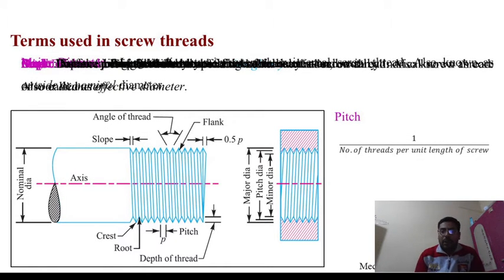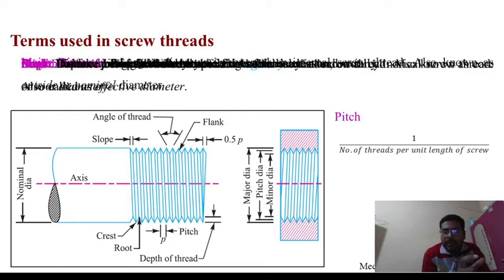What is the nominal diameter? Nominal diameter is the outer surface of the thread, so whatever the outer diameter is, this is the nominal diameter. And what is the axis? Axis means the center line of the joint. Next, angle of thread.